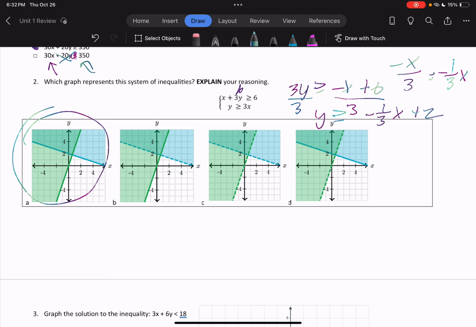So here, that's this line right here. It's greater than or equal to, and the top part is shaded, because if we were to test 0, 0 here, 0 is not greater than 2, so we know that down here doesn't work. We would have to shade up here, so we know that matches. So again, look first for your dotted and solid lines, and then you can eliminate options and determine which one works best.